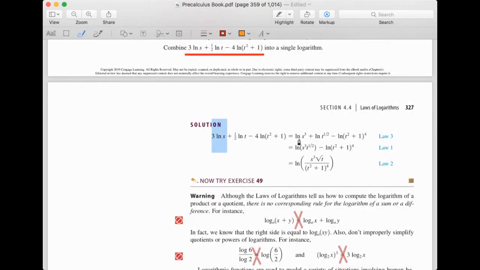So we rewrite as ln s cubed plus ln square root of t minus ln t squared plus 1 raised to 4. Now we have addition and subtraction. Addition indicates multiplication. Subtraction indicates division. So we rewrite as ln s cubed times square root of t, then minus means division. So we rewrite ln of s cubed square root of t divided by t squared plus 1 raised to 4.